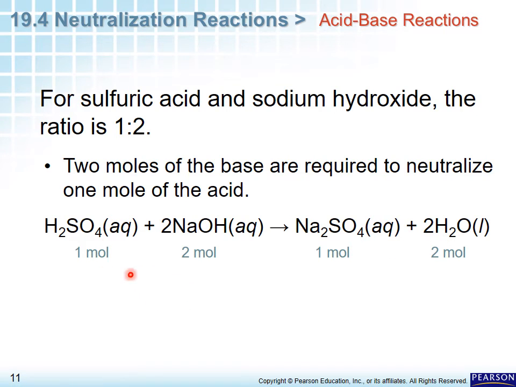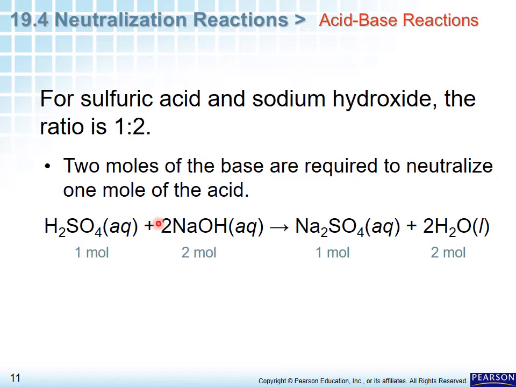The reason is, you can see H2SO4, sulfuric acid, is a diprotic acid. So how many H positive ions are in 1 mole of H2SO4? 2. So we need 2 OH ions. Okay. So NaOH, how many OH ions are contained in 1 mole? 1.